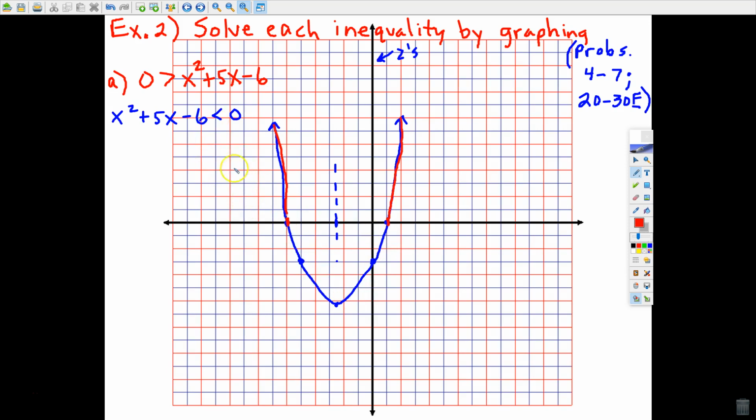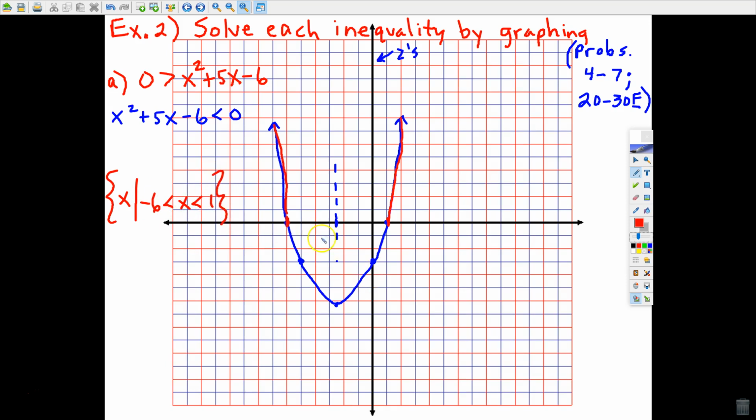So the answer to this problem, this inequality, the x's that are less than 0, or in other words, what are the x-coordinates that are on this parabola where it's below the x-axis, that's going to be all of the x's in between negative 6 and positive 1. So we'll show it like this, all x's such that, and we show between like this.